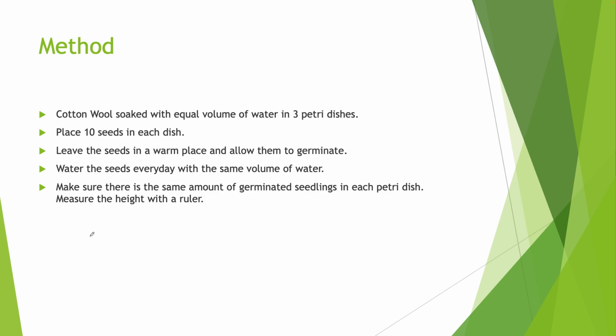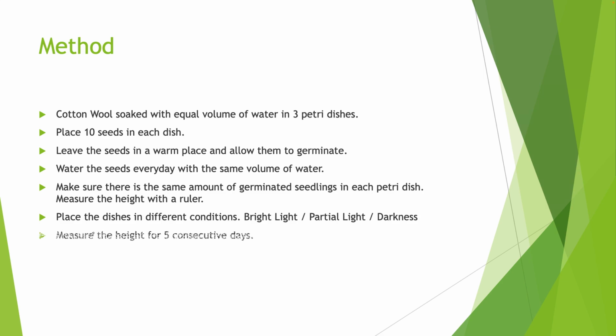So the seeds germinate. And then after they have germinated, there will be some seeds which haven't germinated, and you will need to remove them and make sure there are the same amount of seeds in each petri dish, another control variable, and you measure the starting height with a ruler. Then you place the 3 petri dishes in different conditions. You might want to place one in bright light, one in partial light, and one in complete darkness. And then you measure the height for 5 consecutive days and see what has changed between them. Okay, so that's the method you would use.